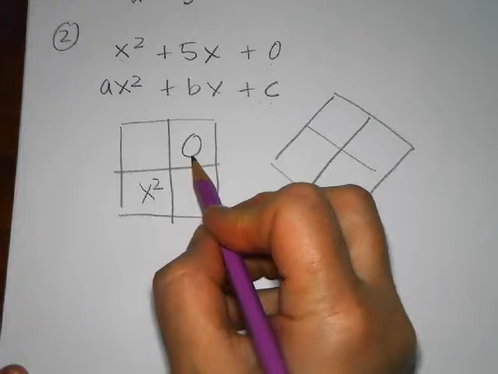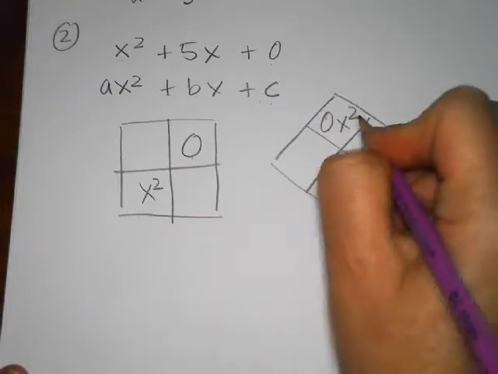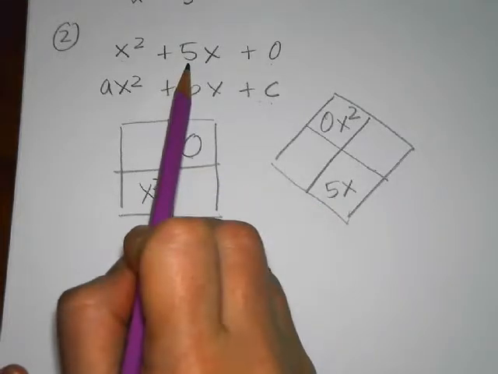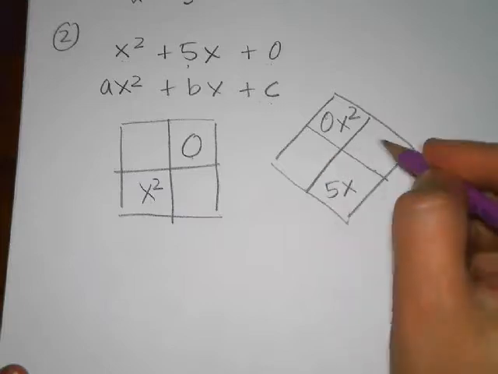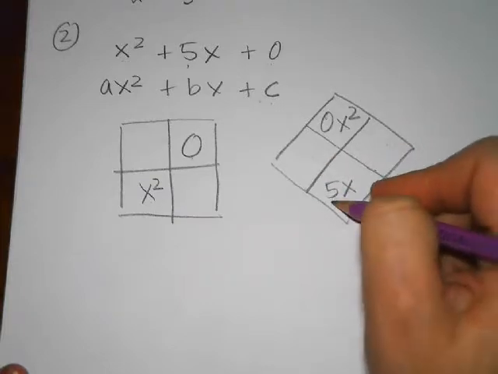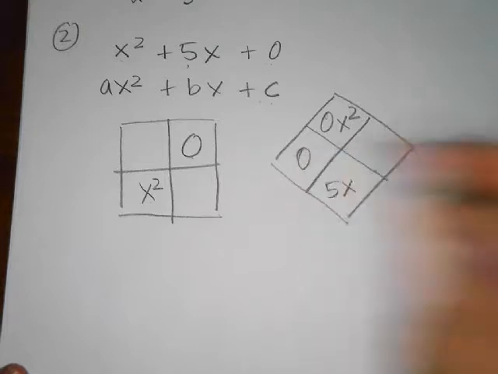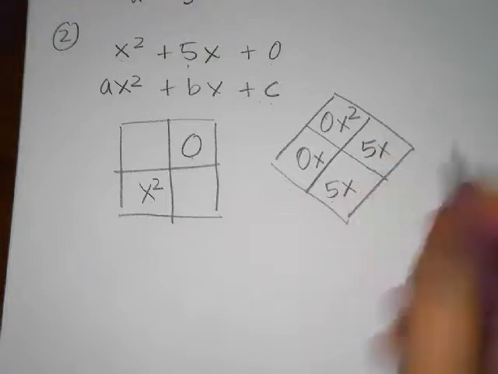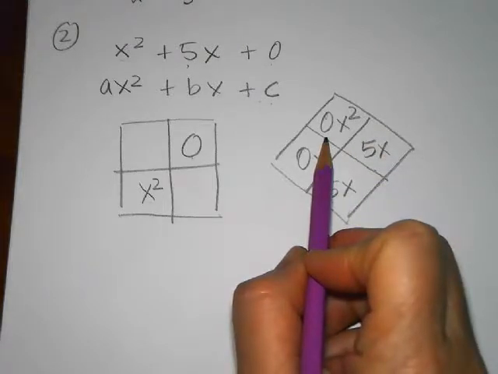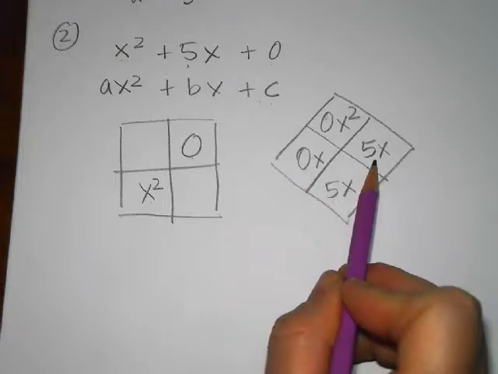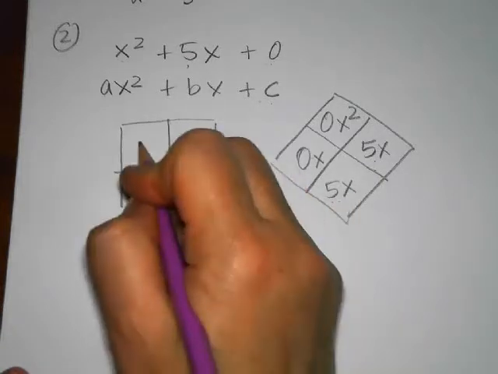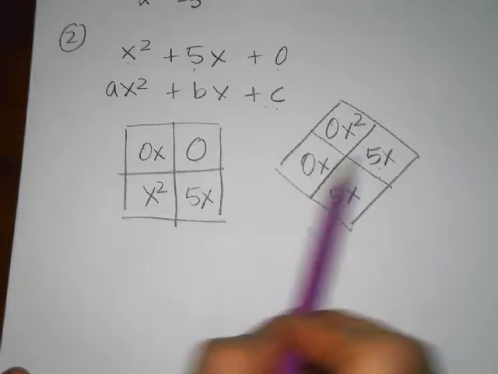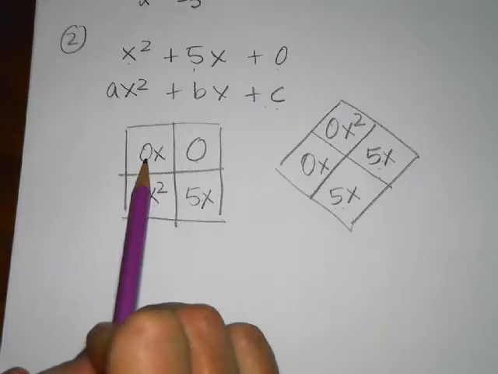So x squared times 0 is 0x squared. 5x is my x term. So I'm looking for factors of 0 that are going to add up to 5. Well, obviously one of those has to be 0. So 0x times 5x is going to be 0x squared. And then 0x plus 5x is going to be 5x. So 0x and 5x. And it doesn't matter where you're putting these two terms. I could have put the 0 here and the 5 here. That doesn't matter.